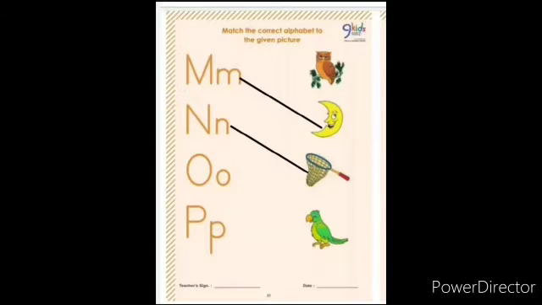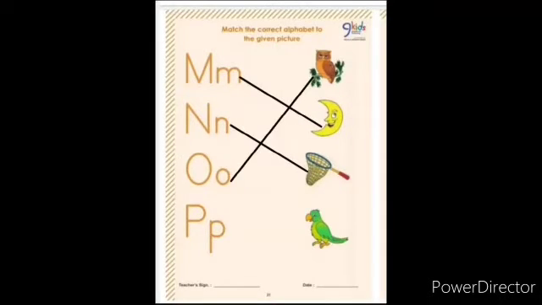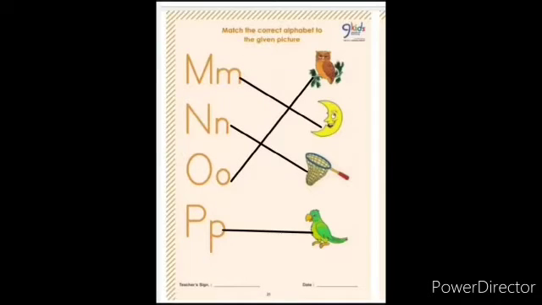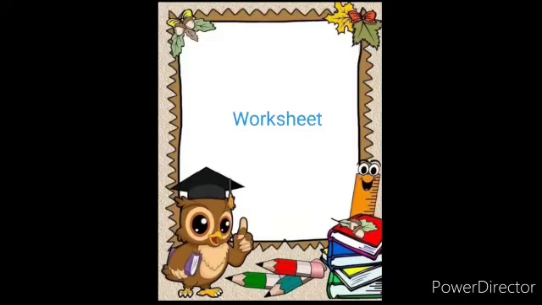So match it with an owl. O for owl. The last alphabet is P. So I have matched it with a parrot. P for parrot. I hope you all have done the same. Let's solve the second worksheet.